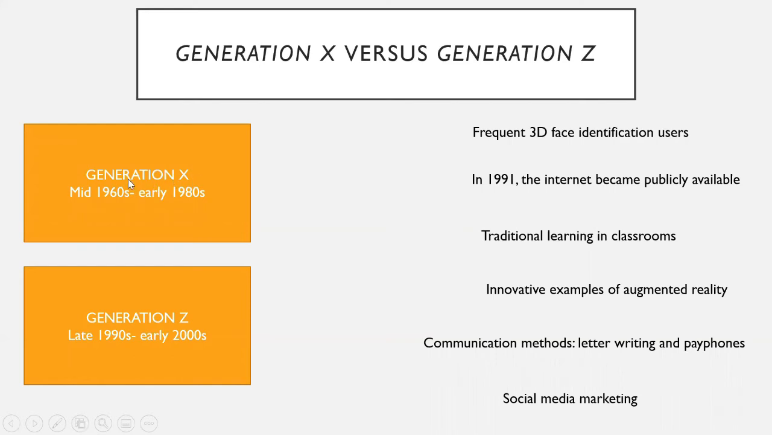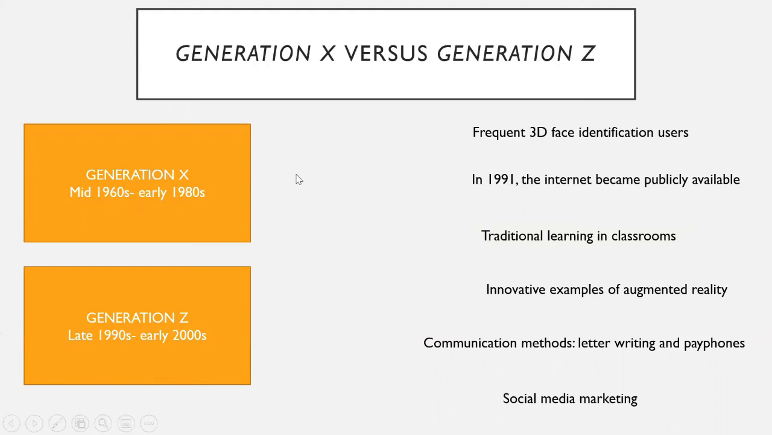So what do we mean when we say Generation X? Generation X refers to people that were born between mid-1960s to early 1980s. These people are considered to be part of Generation X. And then we have people that were born around late 1990s up to the early 2000s. These people are called Generation Z. So you guys are part of Generation Z, right? Because you guys are in M6, so you were born either in 2002 or in 2003. Yep, you guys are part of Generation Z.